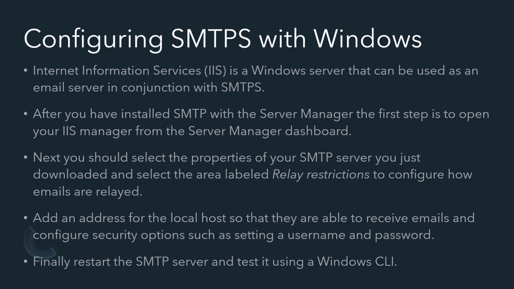Relaying is the process of receiving emails and transferring them out. Add an address for the local host so that they are able to receive emails and configure security options such as setting username and password or blocking traffic being transferred through certain domains. Finally, restart the SMTP server and test it using a Windows command line interface such as PowerShell or the Windows terminal.